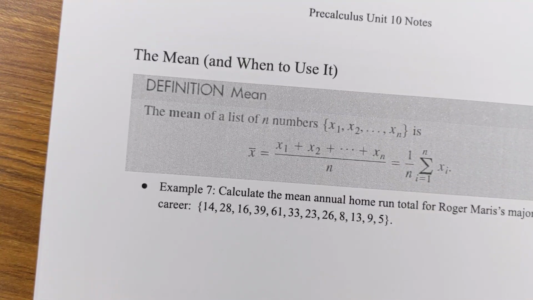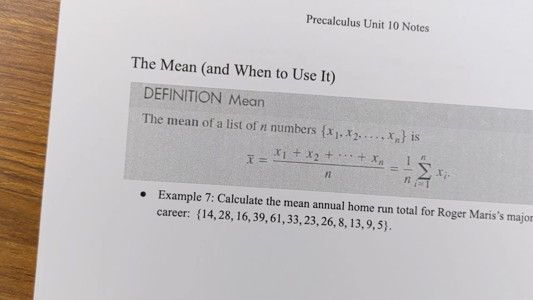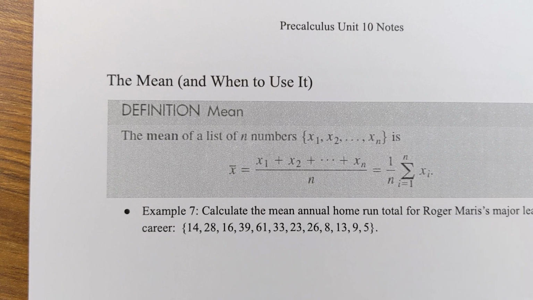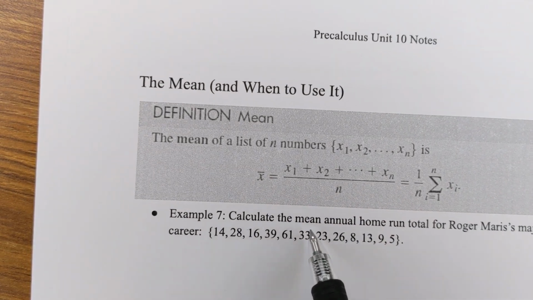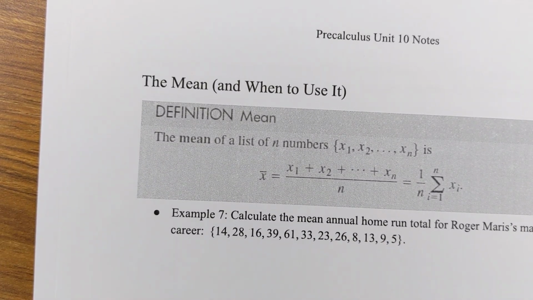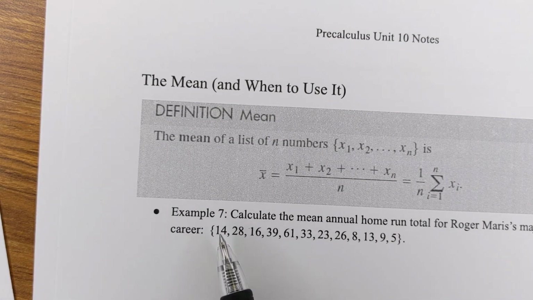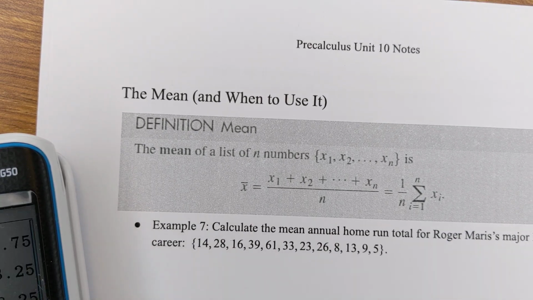There you go. Okay, so here we've got the mean. The mean is the average of the numbers: add them all up, divide by the number of values in the list. Calculate the mean annual home run total for Roger Maris's career. So you'd add up all the numbers and divide by 12. So 14 plus 28 plus 16 plus 39 plus 61 plus 33 plus 23 plus 26 plus 8 plus 13 plus 9 plus 5, divided by 12.